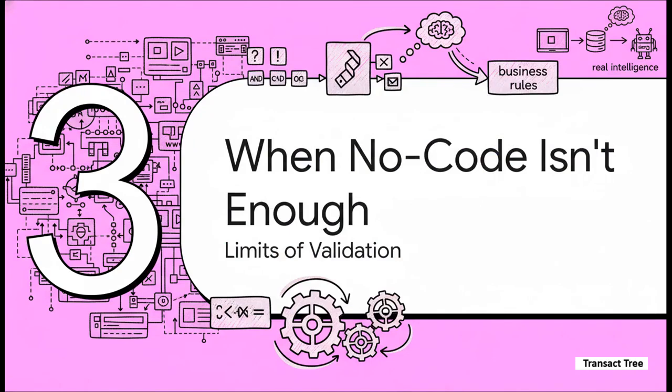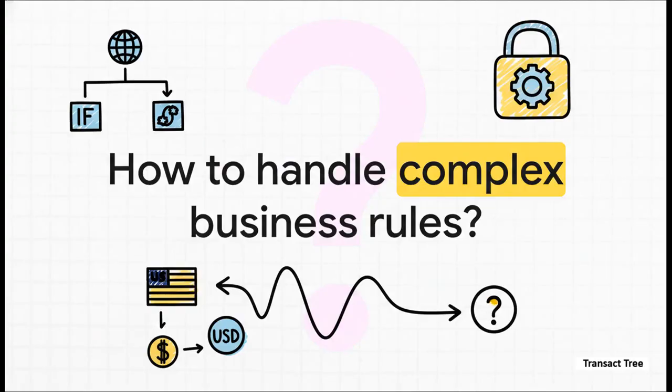Now, this is fantastic for just capturing data, but what happens when your new screen needs some real intelligence? What about those business rules that go way beyond just basic data validation? For instance, how would you enforce a really specific business rule that says if a customer's country is entered as US, then the account currency must be USD? Yeah, your standard field properties just can't handle that kind of conditional logic.